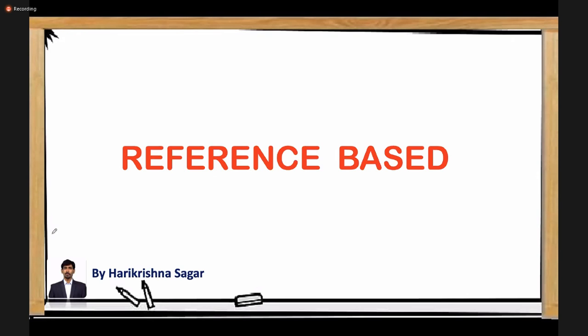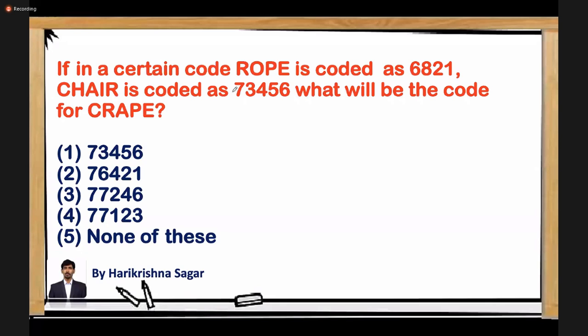How reference-based questions are given, and how we can tackle them, we'll try to understand. Reference-based questions are given in such a way that, observe the first question: the word rope is written as this, then chair is written as this, then what will be the code for crap? You can observe that the letters required in the code are already coded in the two reference values. So we have to find out what is the code for crap.